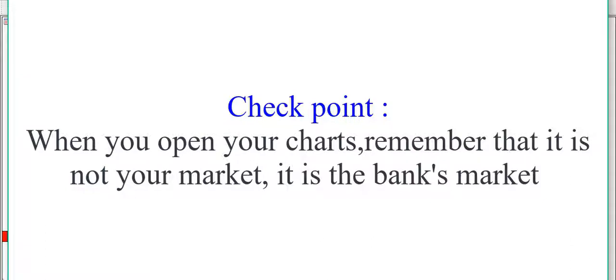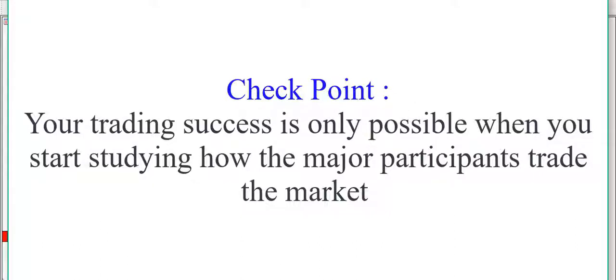So your trading success is only possible when you stop trying to fit different rules to a market you don't control. Your trading success is only possible when you start studying how the major participants trade the market. And supply and demand trading method will help you identify where banks and financial institutions buy and sell, and all you have to do is to follow their footprints.